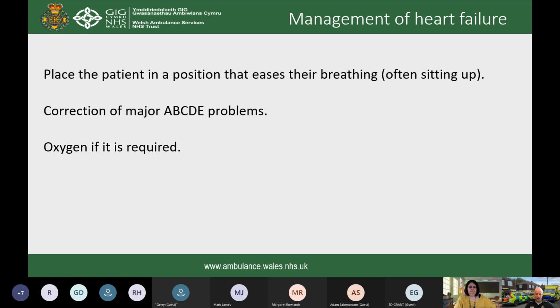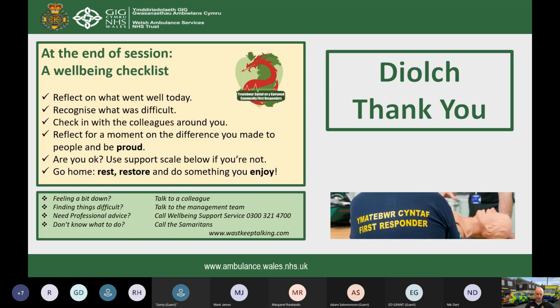Management of it, not really much you can do. Often it's just about assisting their breathing, sitting them upright, and then doing your ABCDE approach and identifying it. They may need oxygen because, again, their heart isn't pumping effectively. You may get a buildup of fluid in the lungs, which is causing hypoxia. So look at your oxygen guidelines. They may need some oxygen if they are hypoxic. Should have a little question mark there.